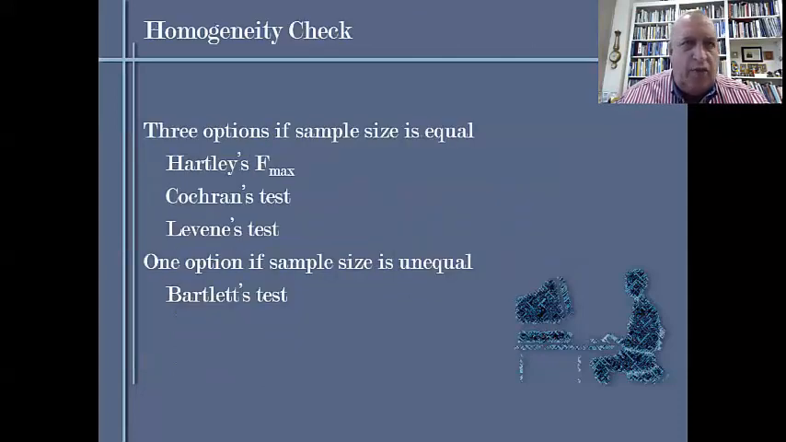Now, to test homogeneity, there are 3 options if the sample size is equal, and that's Hartley's, Cochran's, and Levene's. And there's one option if the sample size is unequal, where one is much, much larger than the other. For most of our examples, we're going to be using the Levene's test, and we want that Levene's test to not be significant. If the Levene's test is significant, that means that we don't have homogeneity, and we'll have to look through our data at that point.